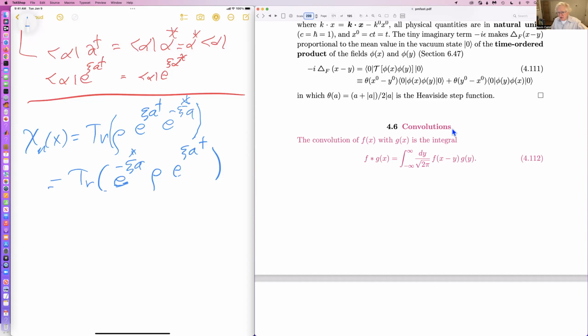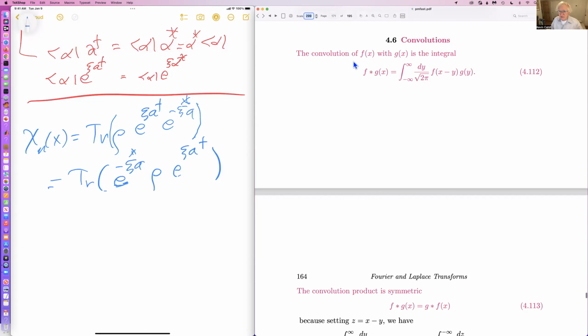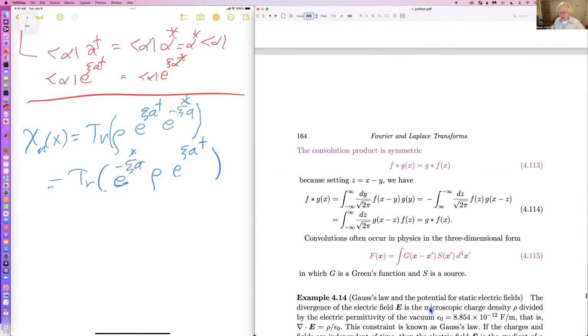But in fact, here another example is simply this: the convolution. The convolution of a function f of x with a function g of x is a certain integral. And that doesn't look as though it has anything to do with Fourier transforms. It's an integral dy over root 2 pi, of f of x minus y times g of y. And it turns out it's symmetric: f convolved with g is equal to g convolved with f.